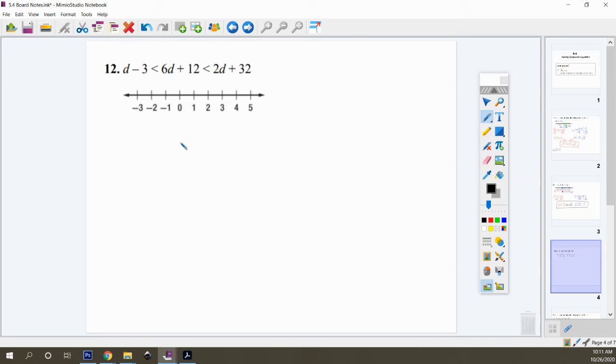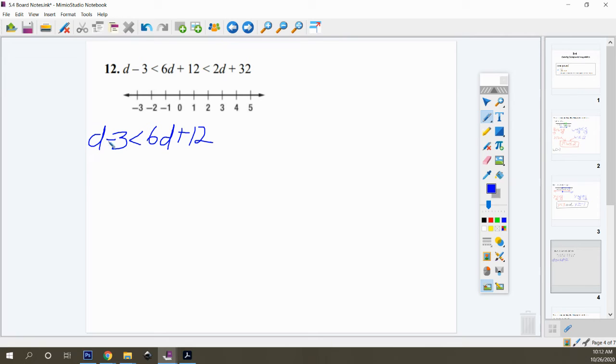All right, let's do one that's way fancier. So again, this is an "and," I can tell because it's shared. So I would go over here until there's a second symbol, which is right there. So I would ignore all this and write that down as an equation. So that's going to be d minus 3 is less than 6d plus 12. And then I need to solve this.